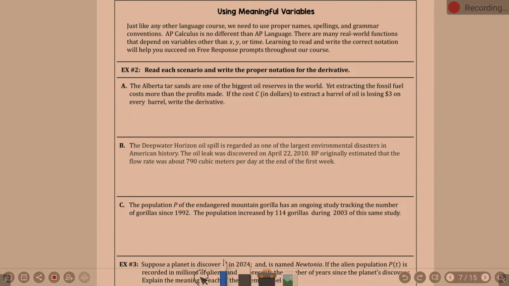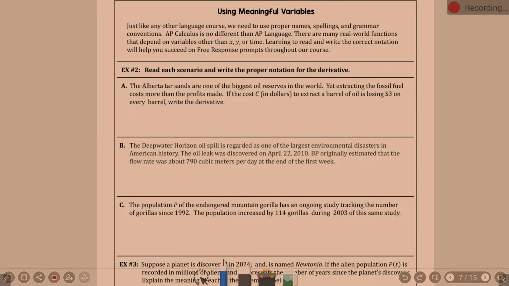Just like any other language course, we need to use proper names, spellings, grammar, conventions. There are many real-world functions that depend on variables other than x, y, or time. Learning to read and write the correct notation will help you succeed on free response prompts, okay? On the multiple choice, there's not a lot about labeling. That's not usually an issue. It's the free response where they want you to put appropriate labels on, and understand what all that means. Okay, so proper notation here.